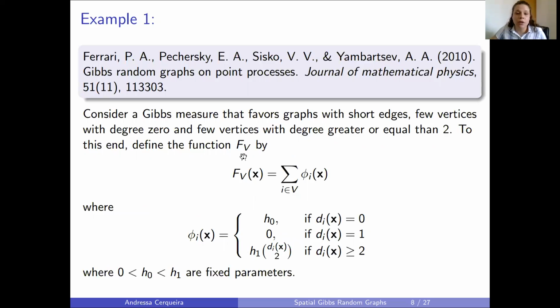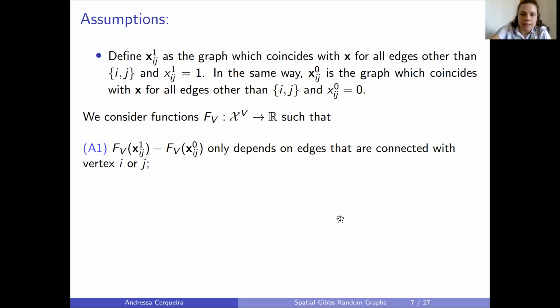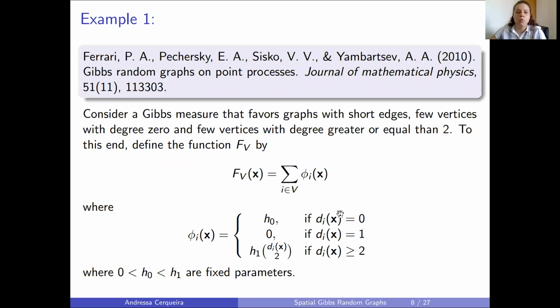So the first model is the model of this work. In this work, the authors use the same kind of measure. So just to make clear, my Hamiltonian will always have this part that will penalize long edges plus some function. And the function that they are going to use is this function here. So what's this function? This is the sum over all vertices in the graph of this phi function.